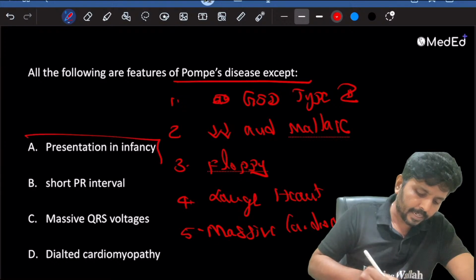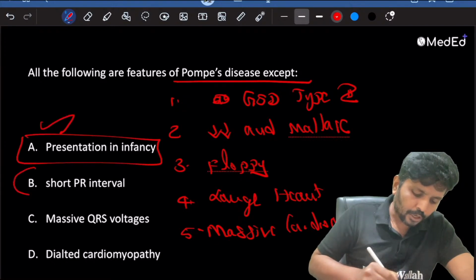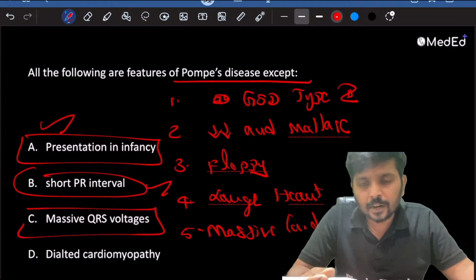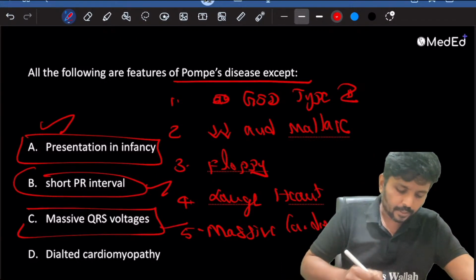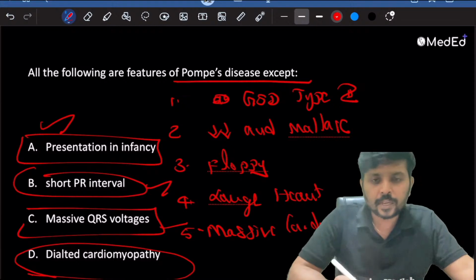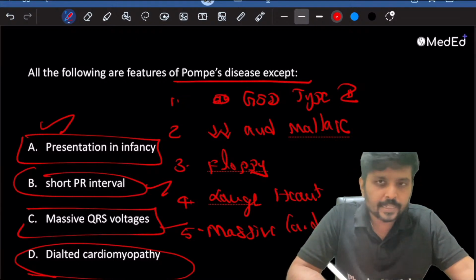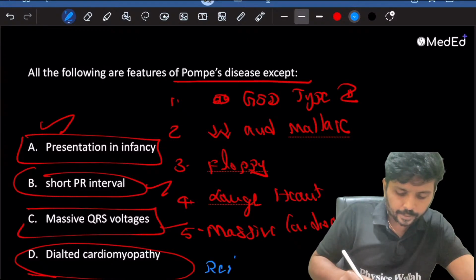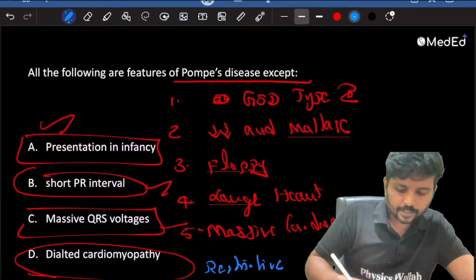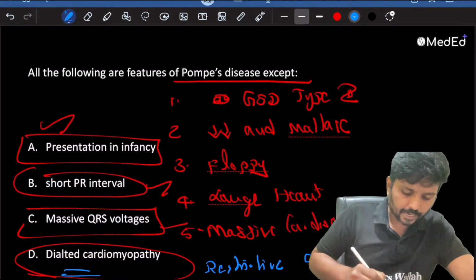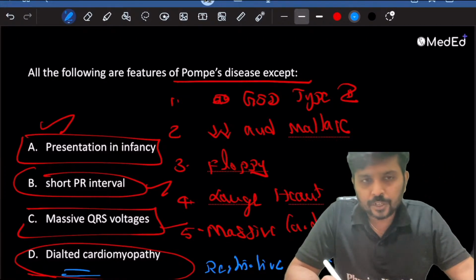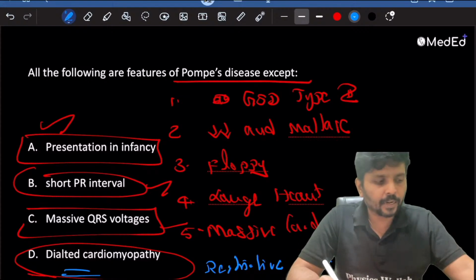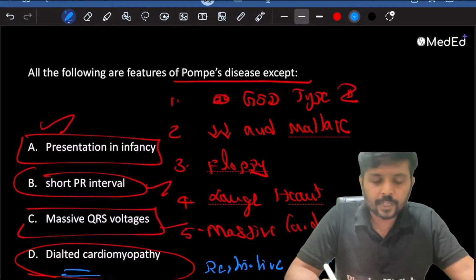So what is the answer for this? Pompe's disease presentation in infancy, yes. Short PR interval, yes. Massive QRS voltage because of massive heart, so yes. Is it dilated cardiomyopathy? No. Glycogen is deposited in the myocardium, leading to restrictive cardiomyopathy, and it is not dilated, it is restrictive cardiomyopathy. The answer for this question is that Pompe's disease is characterized by restrictive cardiomyopathy and not dilated cardiomyopathy.